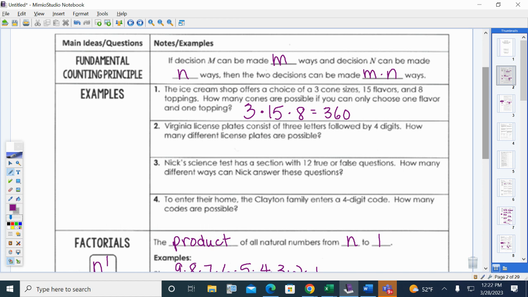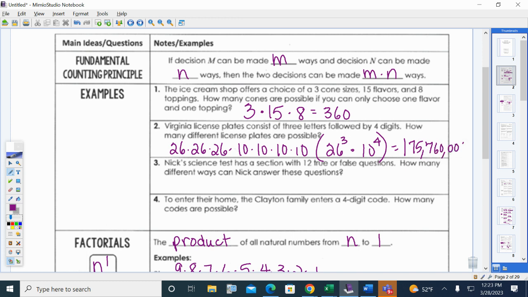So 3 letters, so that would be 26 times 26 times 26, and then 4 digits, so 10 times 10 times 10 times 10. Now obviously we could write this as 26 to the 3rd power times 10 to the 4th power. That would be a different way of writing that, but you're going to get 175,760,000 different license plates that can be created using that particular combination of letters and digits.